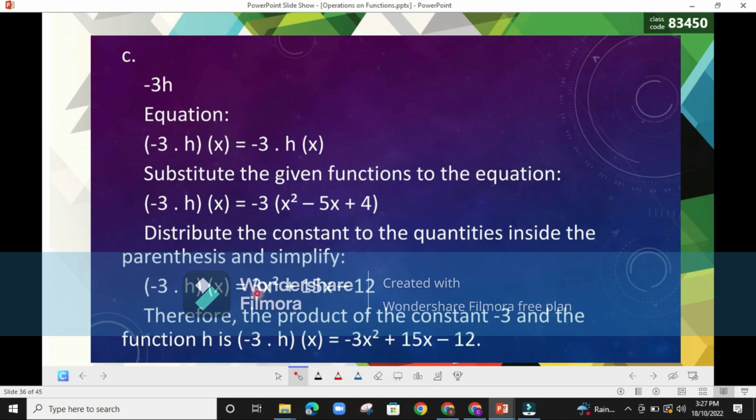Typo error again, I'm sorry. The negative 3 times negative 5x, you have positive 15x. The negative 3 times 4, we have negative 12. Therefore, the product of the constant negative 3 and the function h is negative 3 times h of x is negative 3x squared plus 15x minus 12. Again, there is a typo error in here. It should be negative 3x squared. Our final answer is still correct. You have your negative 3x squared plus 15x minus 12. Okay.